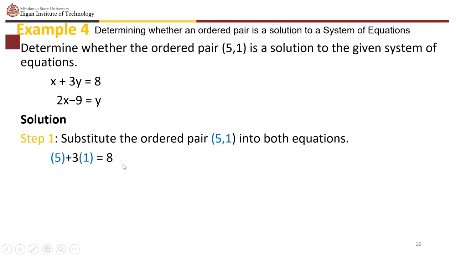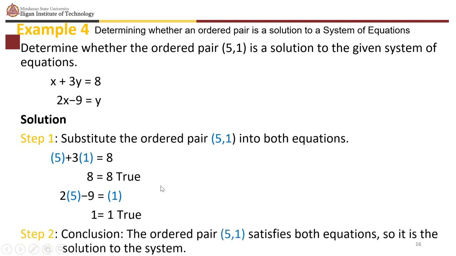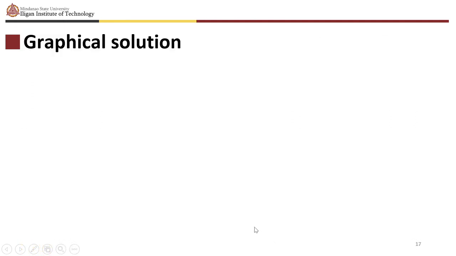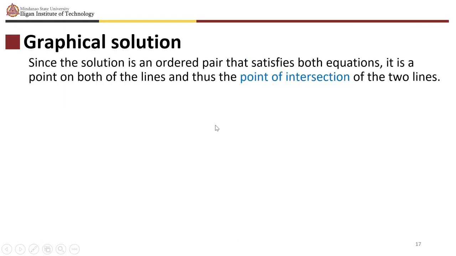So 5 plus 3 times 1 gives you 8, which is correct. Then substitute again in the second equation the value 5 for x and the value 1 for y. You have 10 minus 9, which equals 1, which is actually true. So (5, 1) is actually a solution to the linear equations x plus 3y equals 8 and 2x minus 9 equals y. So that's the conclusion.